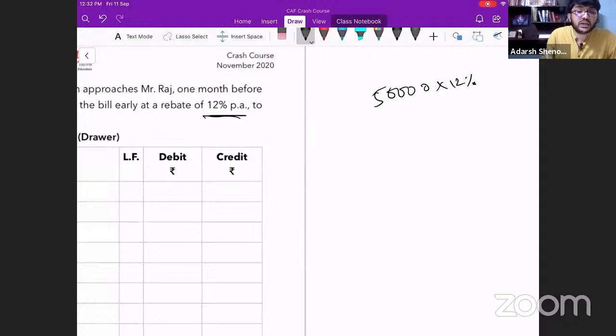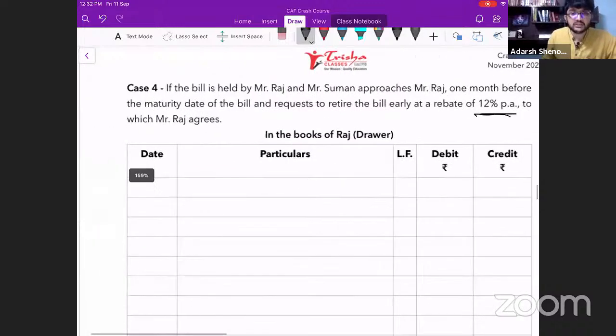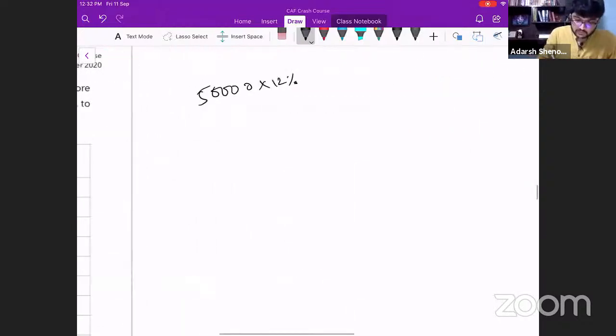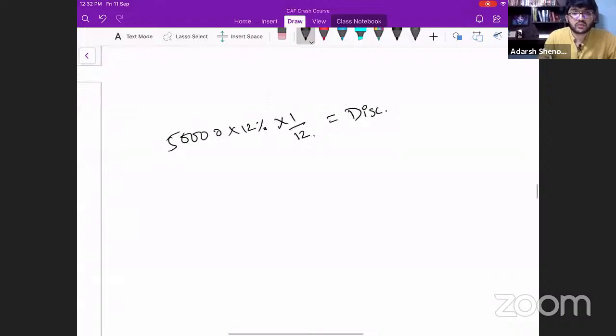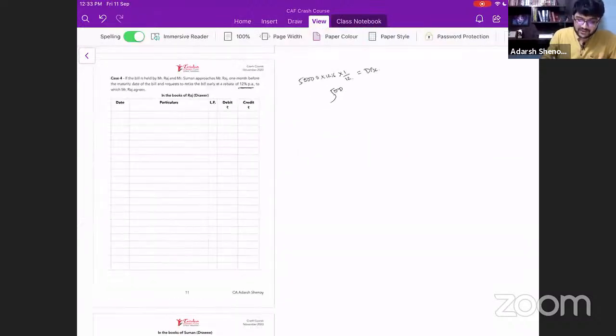No, it is a per annum interest rate. So how many months early is he paying? He's paying 1 month early. So you have to multiply it by 1 by 12. So how much is the discount amount? Some are saying 500, some are saying 600. How is that possible? 500. Can I take that number? The difference between 600 and 500. Okay. 500 is the amount of discount.